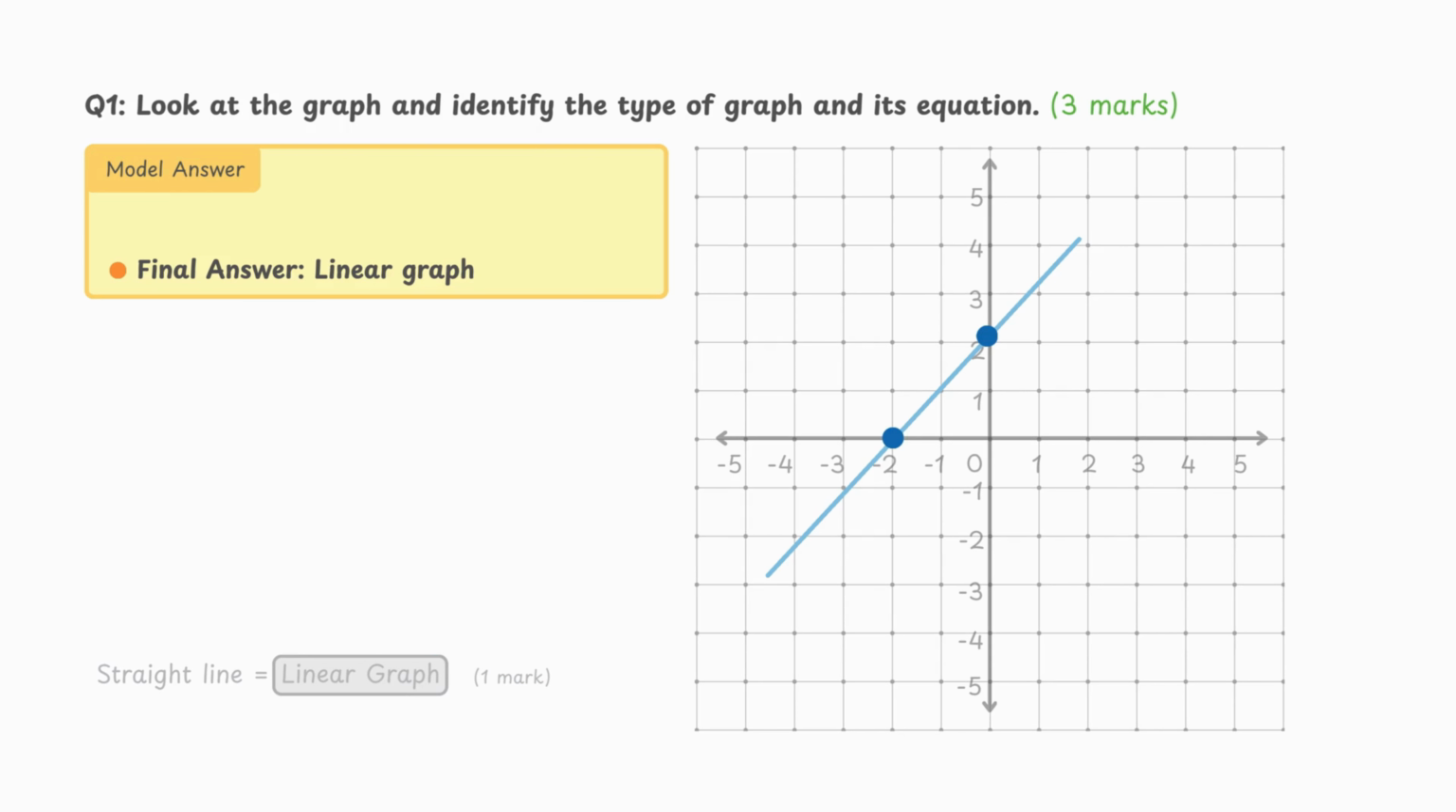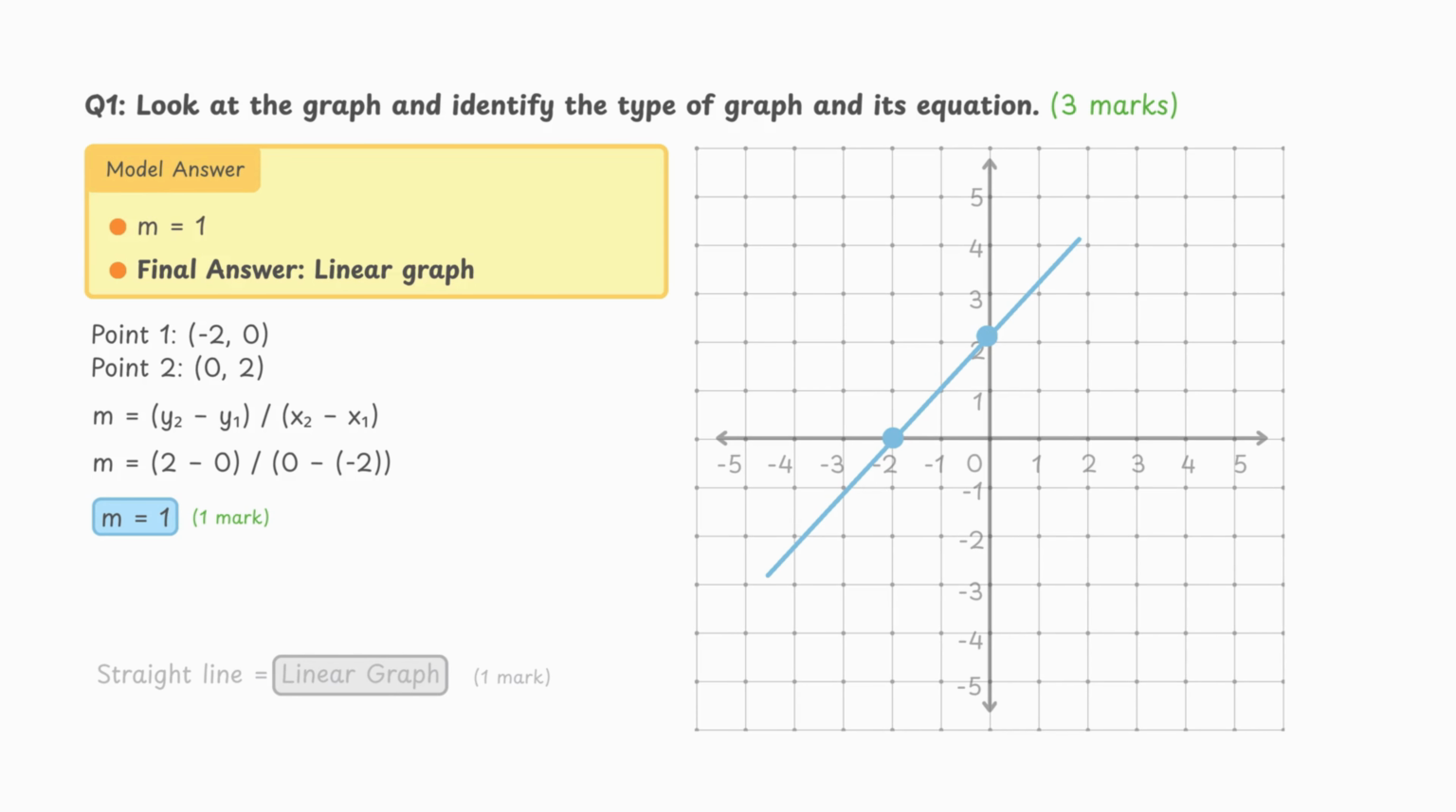Look at 2 clear points shown on the graph. We can use the point (-2, 0) and the point (0, 2). These are easy to read from the grid. Now we calculate the gradient. The change in y is 2 minus 0. The change in x is 0 minus -2. So this gives 2 divided by 2. This simplifies to 1, so the gradient is 1. This earns 1 mark. Now let's form the equation.